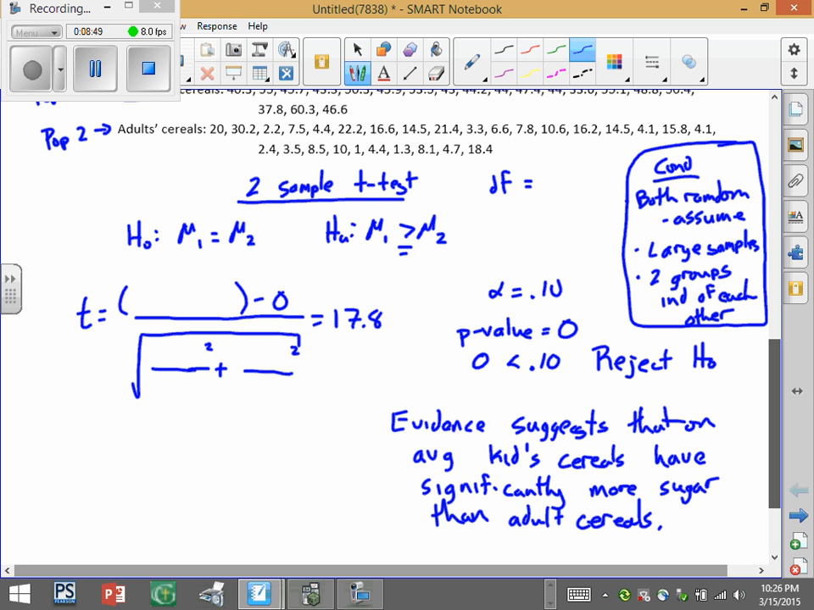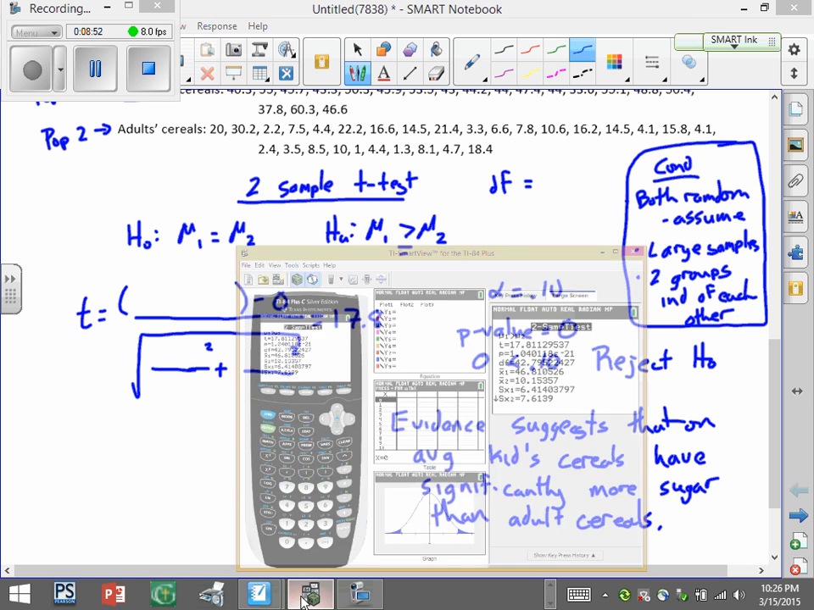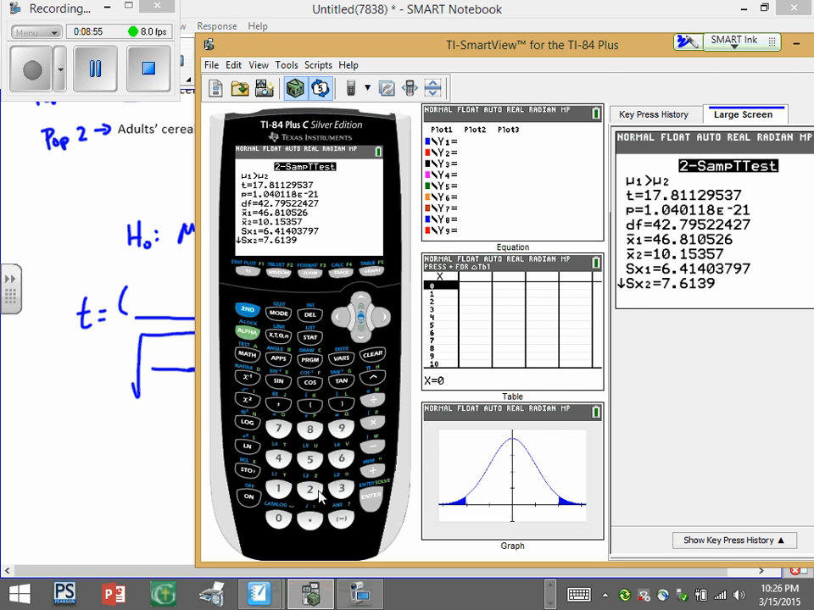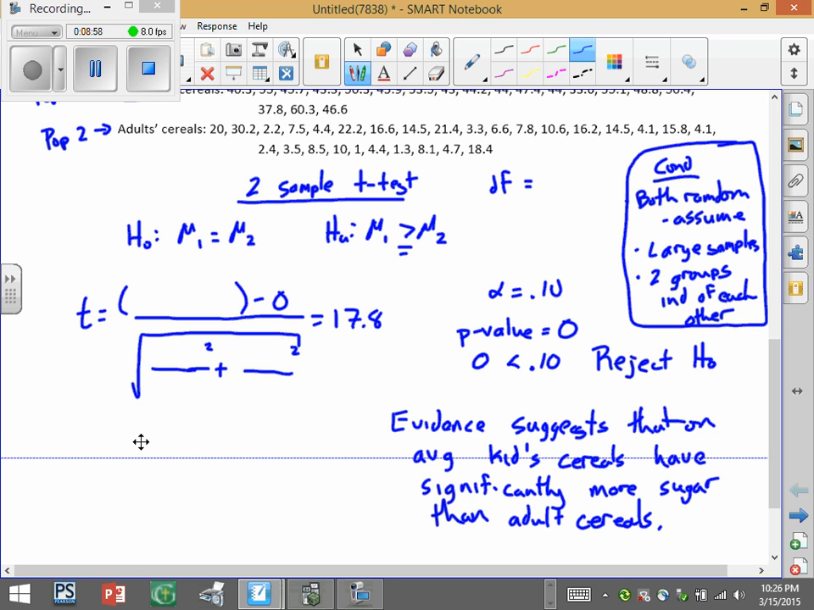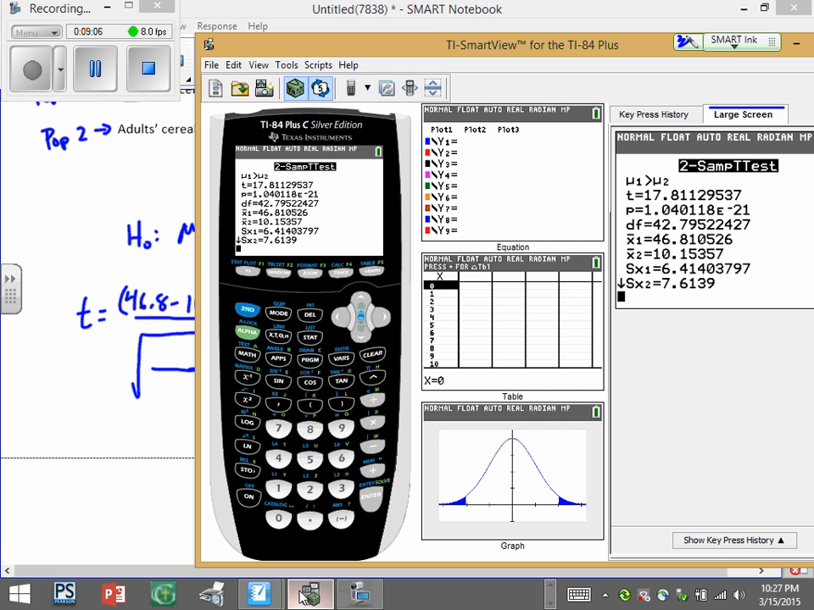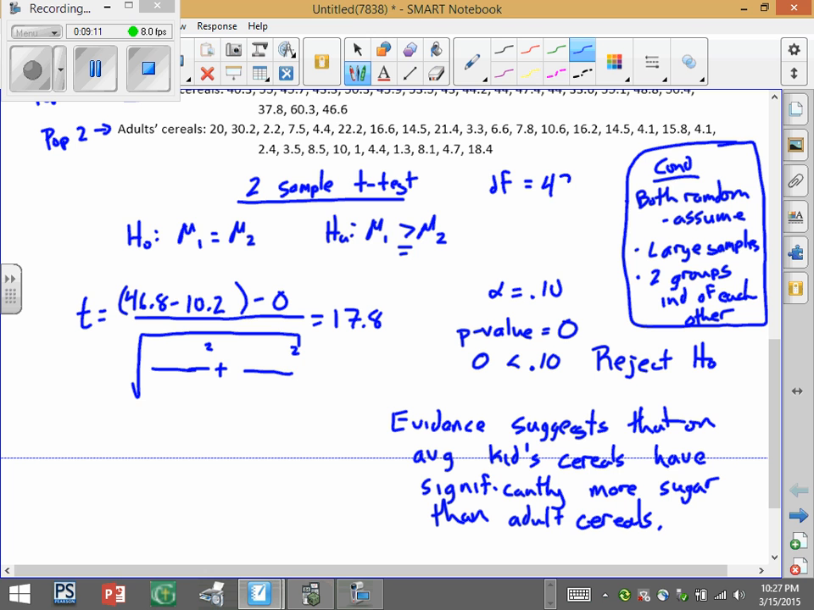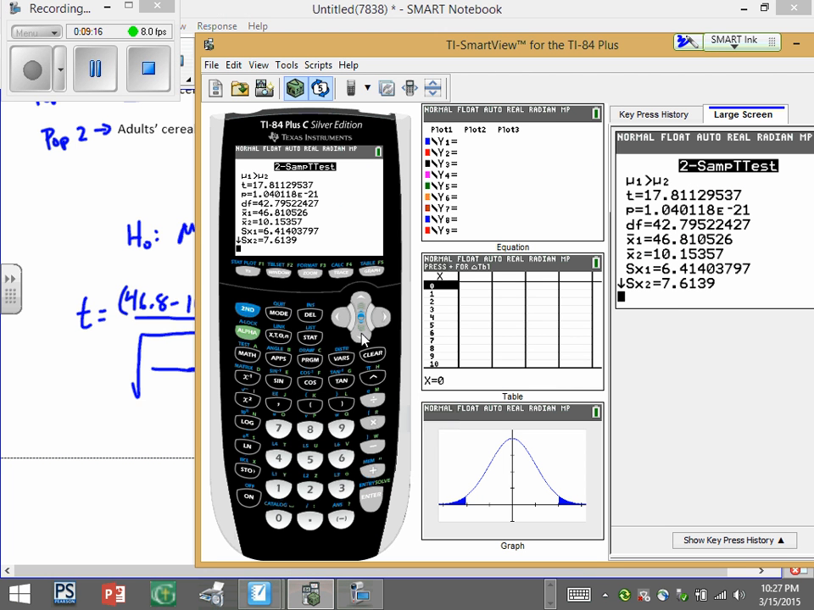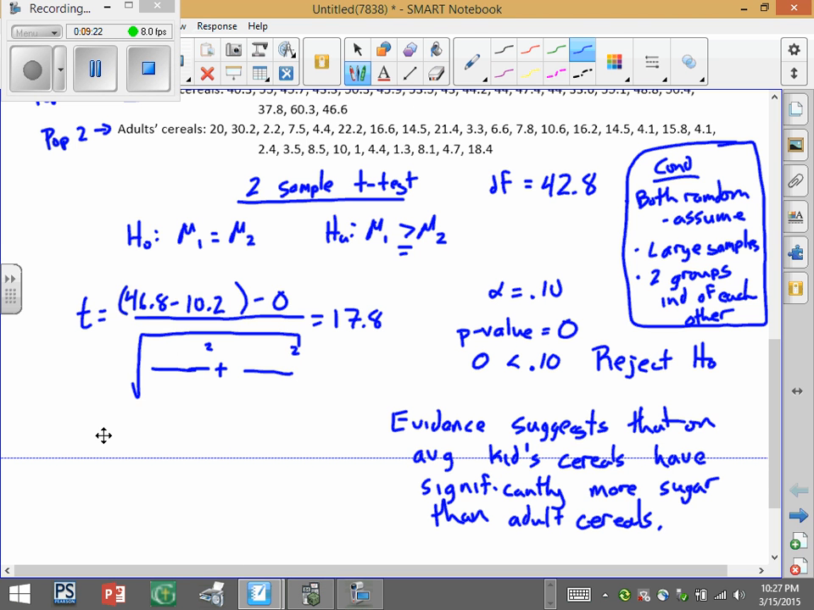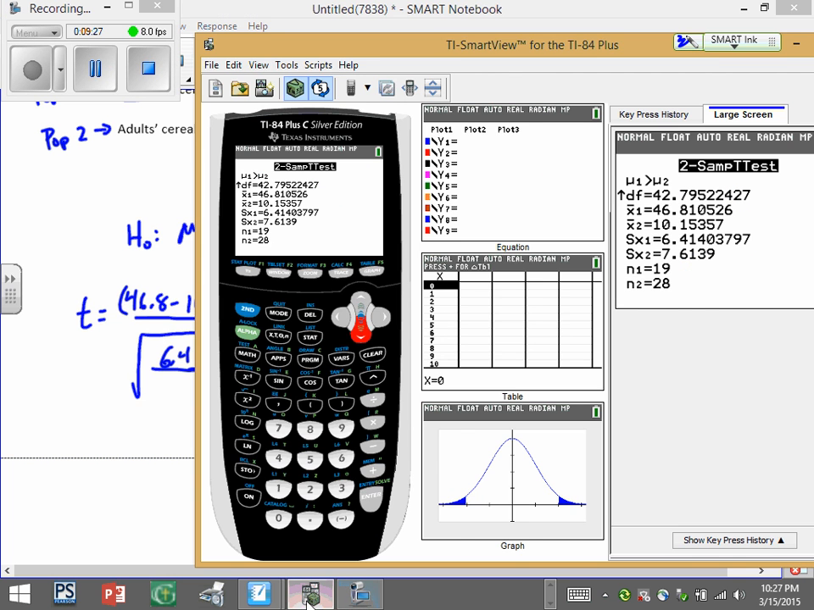So look back over at your calculator. X bar 1, 46.8 minus 10.2. So 46.8 minus 10.2. The degrees of freedom, 42.8. Fill that gap in. Go back, we need S1 and S2. So we have 6.4, 7.6, so 6.4 squared, 7.6 squared. If you'd like more decimals, by all means do it. And we have 19 and 28.